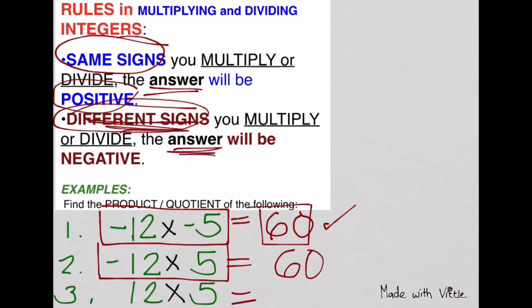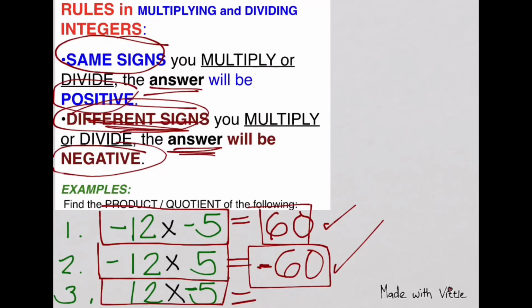Therefore, your answer will have a negative sign. Okay? So your final answer here for negative 12 times 5 is negative 60. Now the last example is 12 times negative 5.